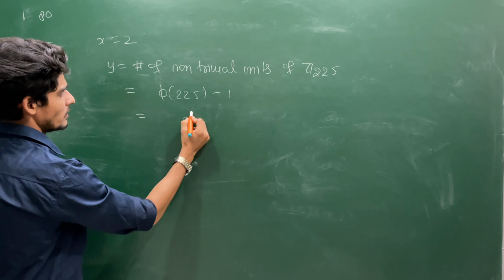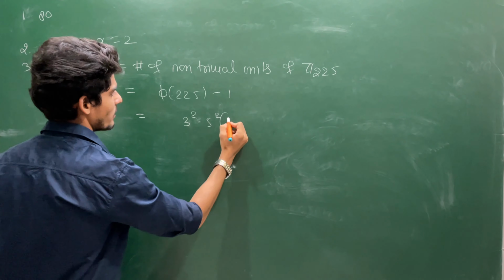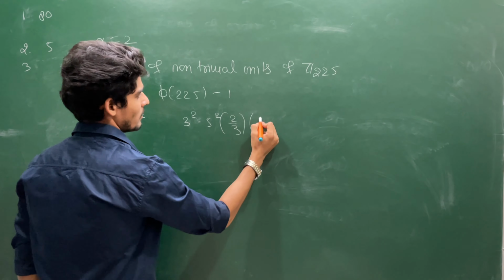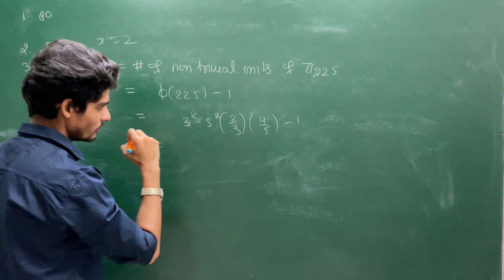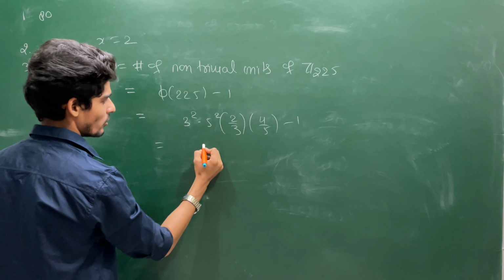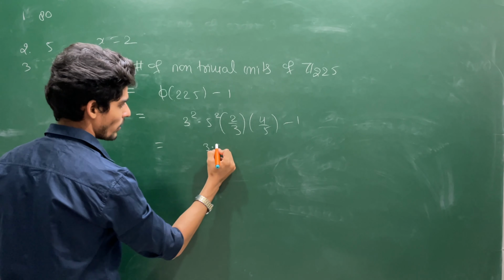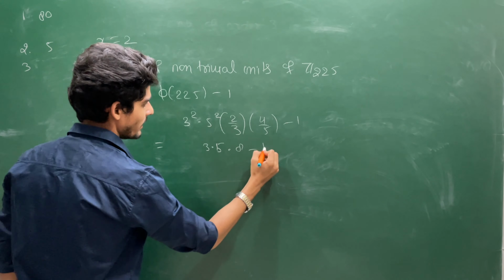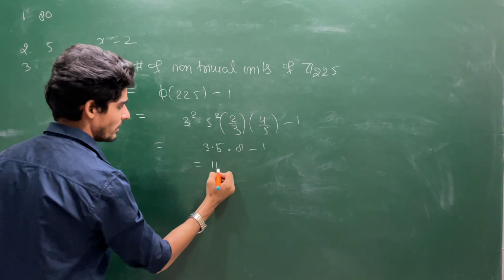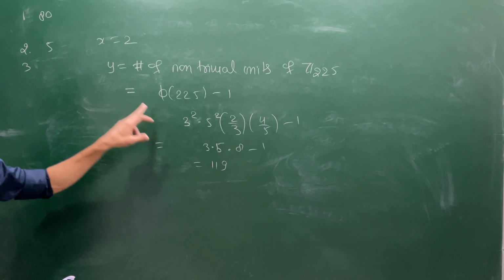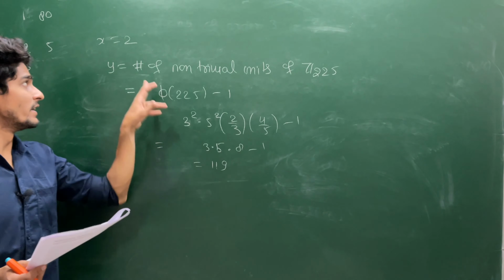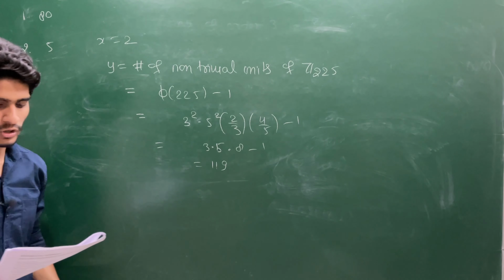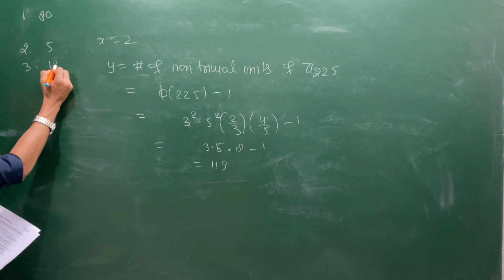So you will get this: 3 squared, 5 squared, times 2/3, times 4/5, minus 1. So this 3 will get cancelled out with this. So you will be having 3 into 5 into 8 minus 1. So you will have 119. So 119 is y. They are asking the sum of x and y. The sum will be 119 plus 2, that will give you 121. So the answer will be 121 here.